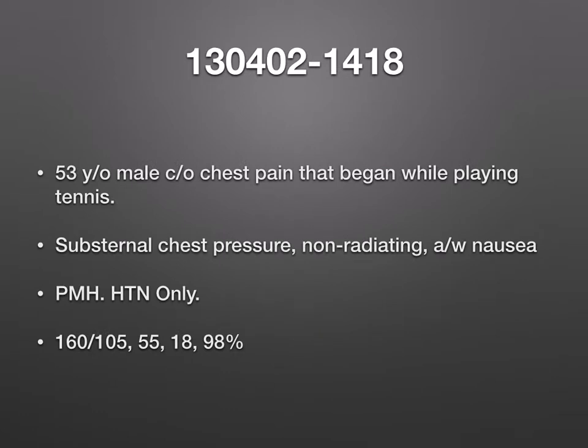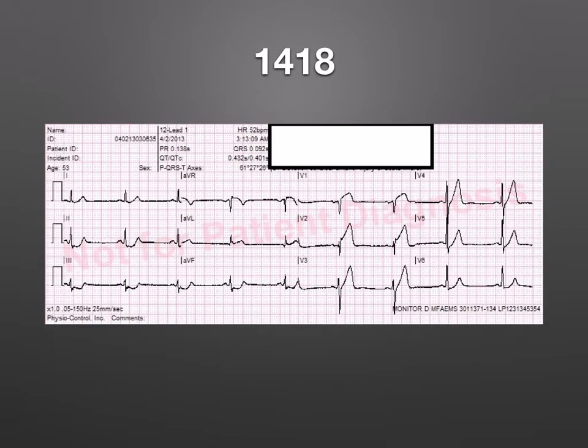So the first one is of a 53-year-old male. He's complaining of chest pain that began while playing tennis. He describes the pain as a substernal chest pressure. It's not radiating and is associated with some nausea. He has a past medical history only of hypertension. You see his vital signs there, and here's the ECG.